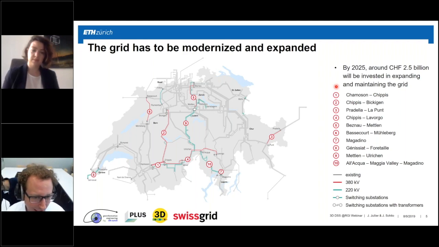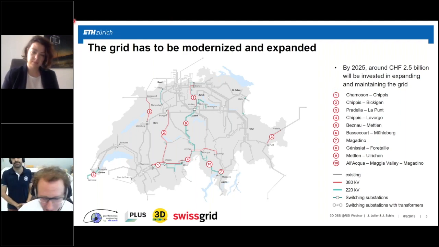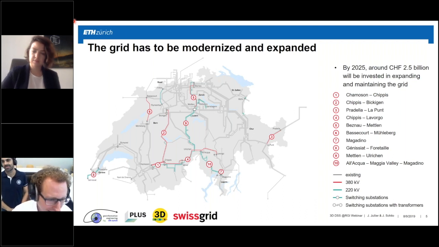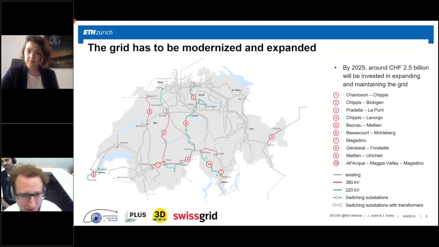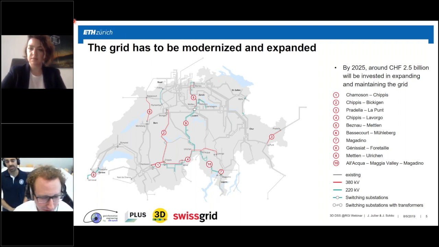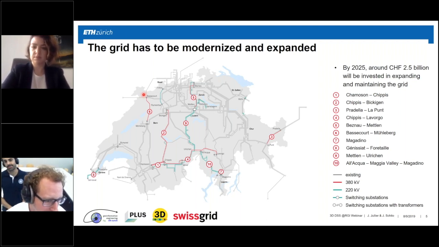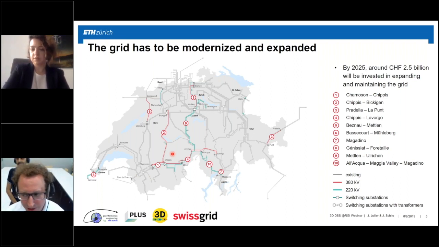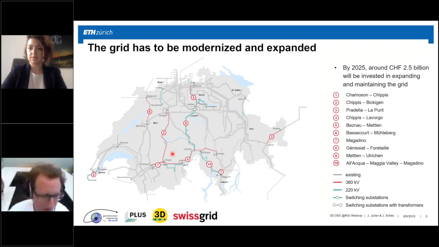And what we can see already now is that we won't reach this target, because there are some projects we will manage to finish by 2025, but a lot we won't finish. To give you an example of a large delay, I will mention the Chamoson-Chippis project, which is also important for the connection of the pump storage Nant de Drance. There we received the approval to construct in 2017 after 31 years of planning and approval process.